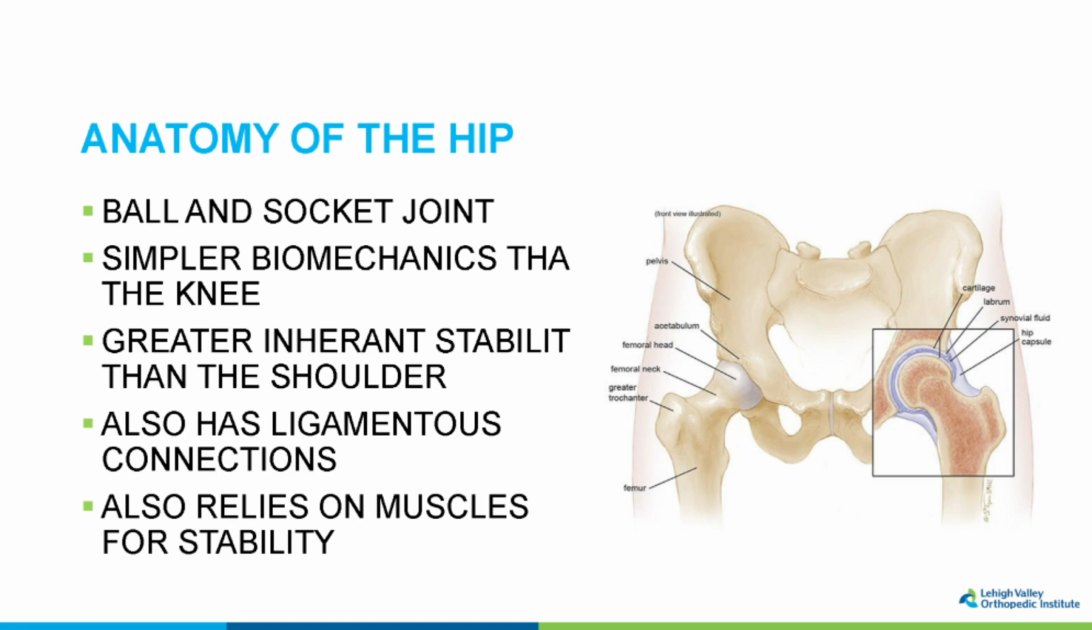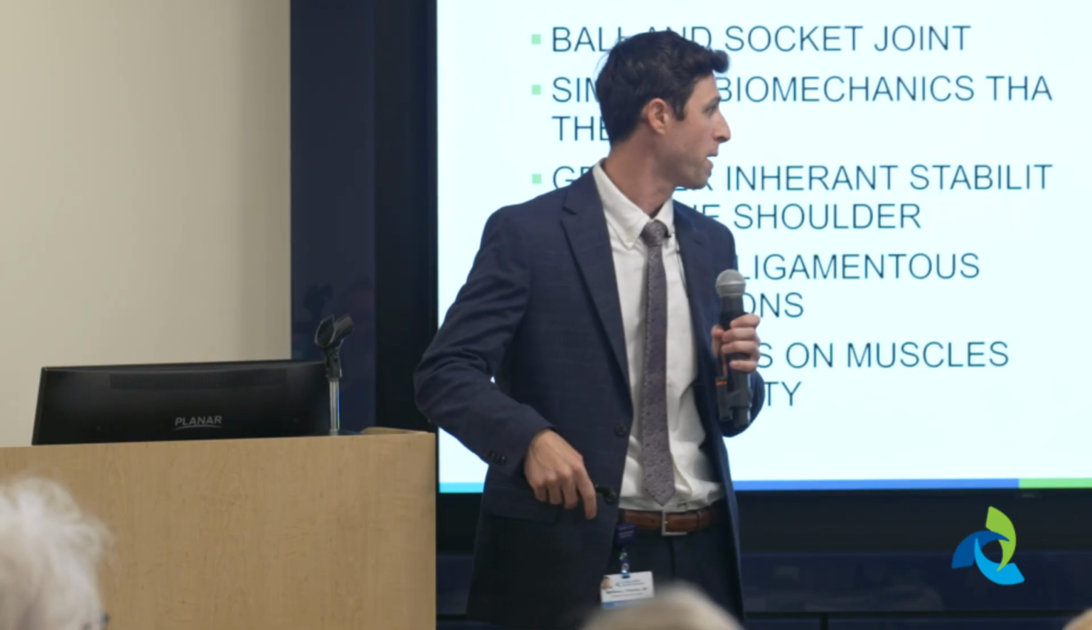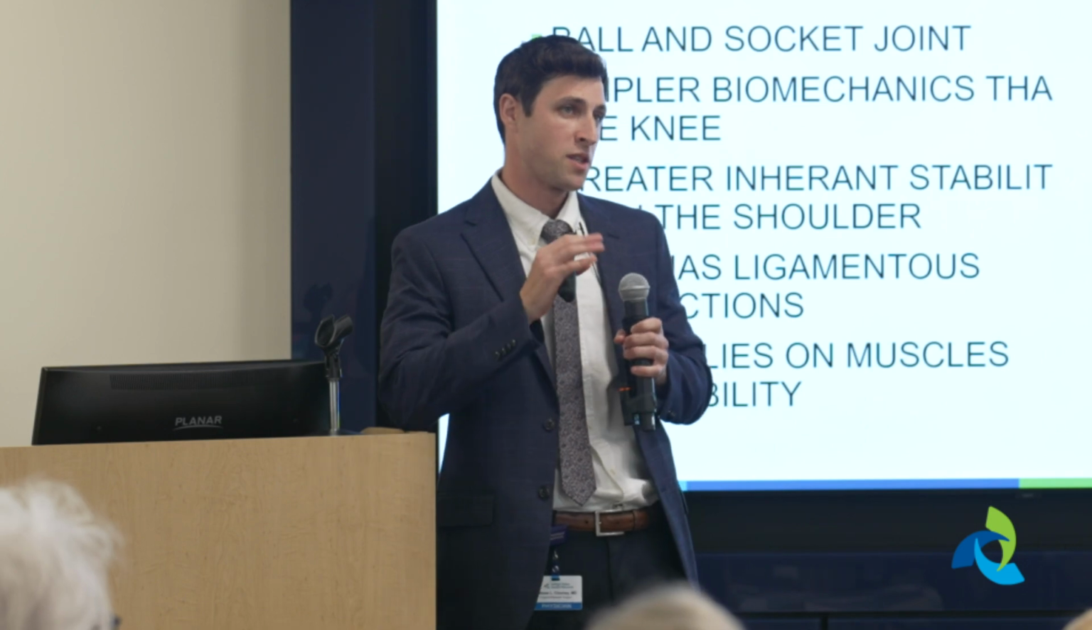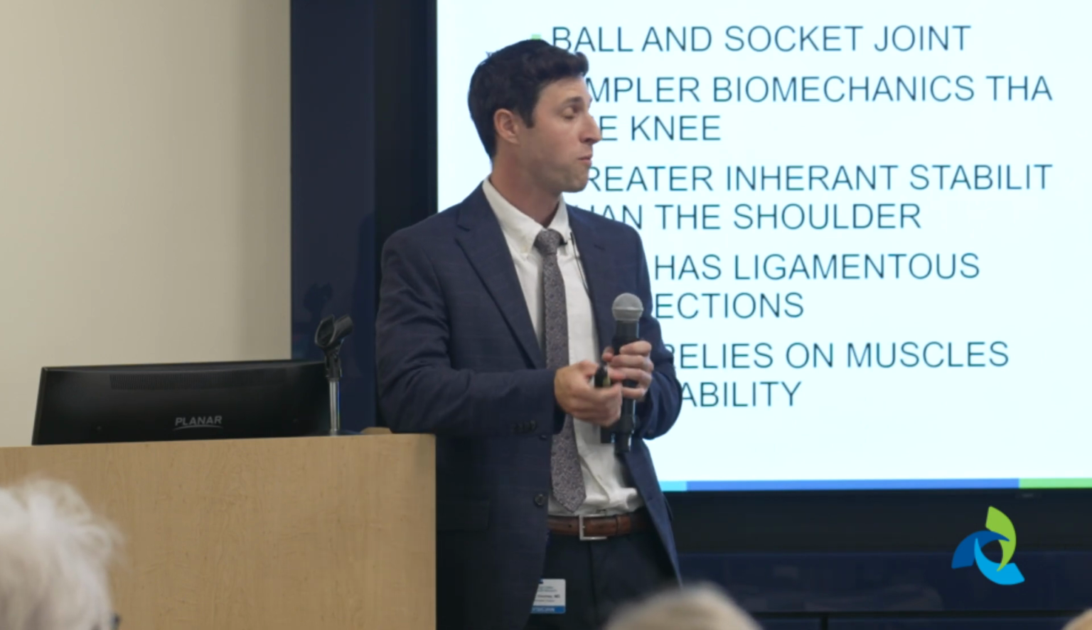The hip joint comprises 2 different bones. It's your femur or your thigh bone and your pelvis, which is basically where people feel their hip bone. And the acetabulum, which is the socket, articulates with the femoral head, which is the ball.